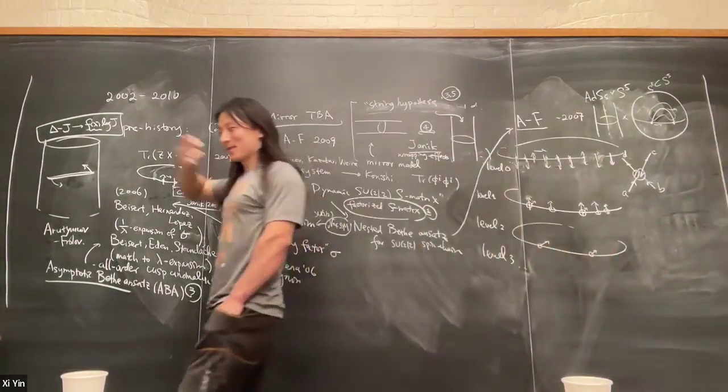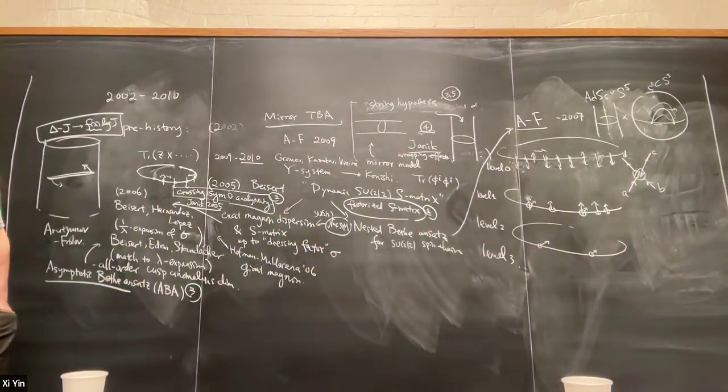As you might imagine, the actual map between the worldsheet coordinates and the spin chain coordinates will be very non-trivial.